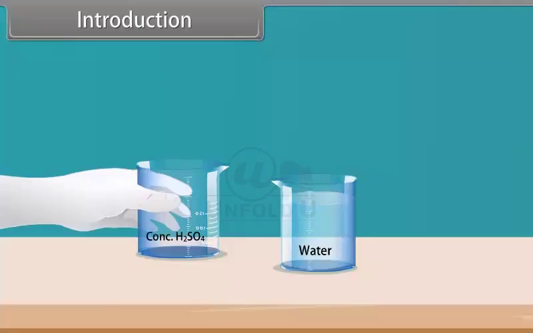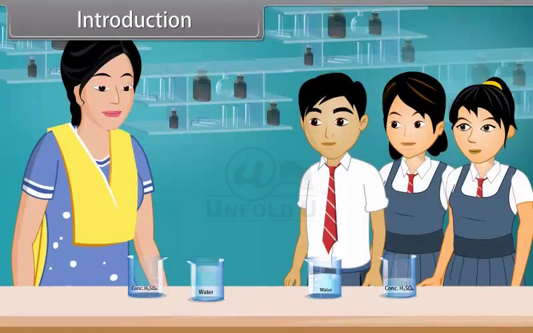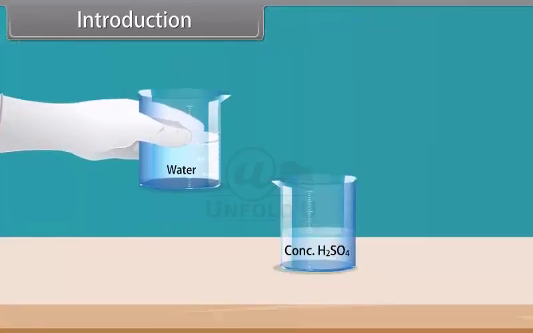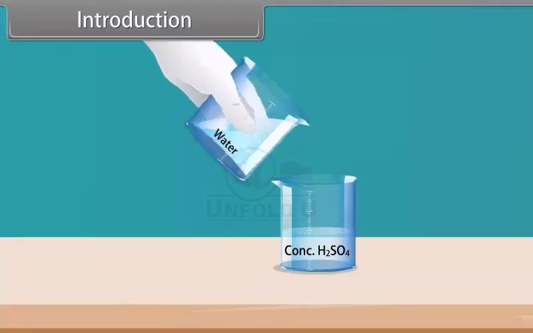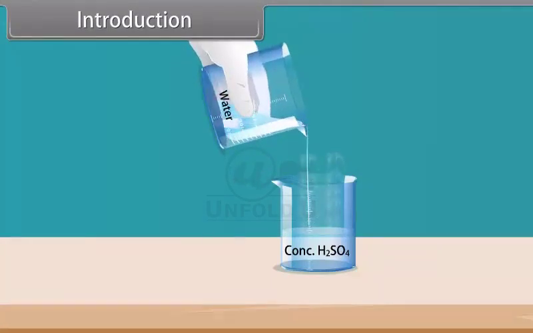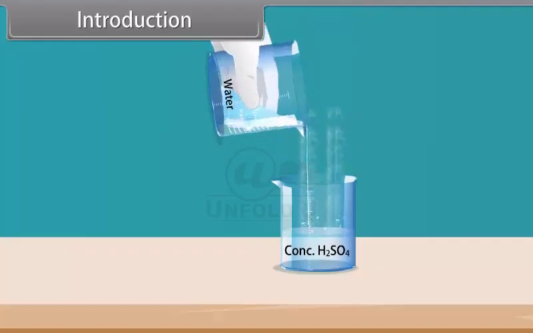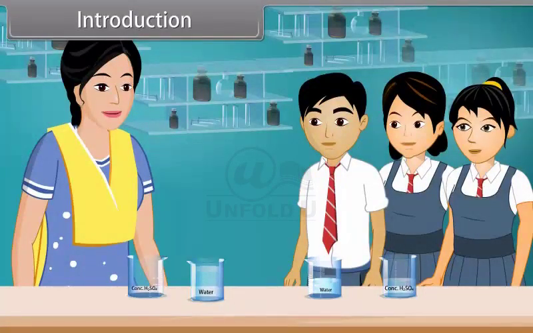Both are mixed smoothly. Now we add water into concentrated sulfuric acid slowly. Students, see carefully what happens now. When water is added to acid, spurting takes place and a lot of heat is produced during the process.